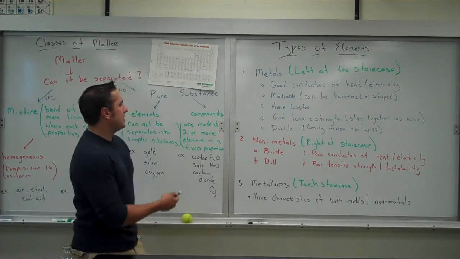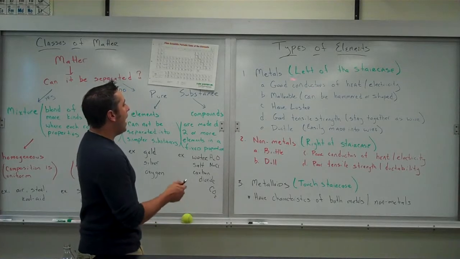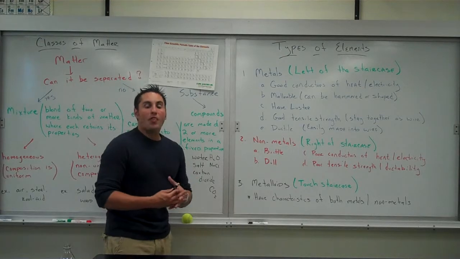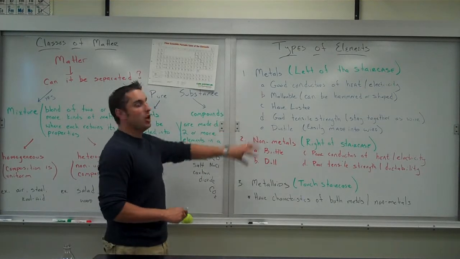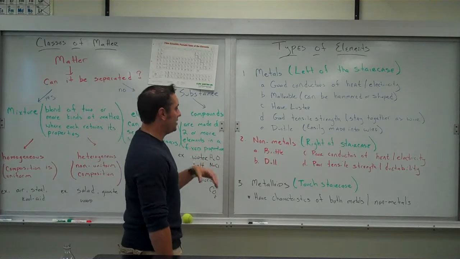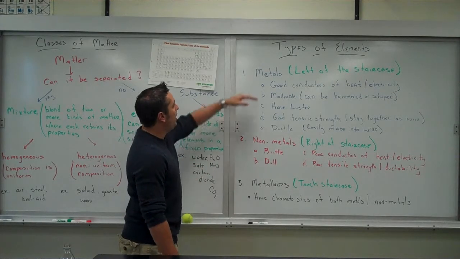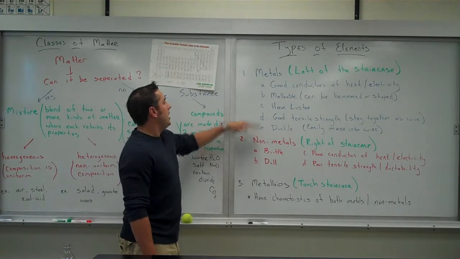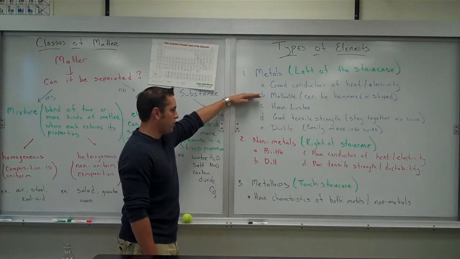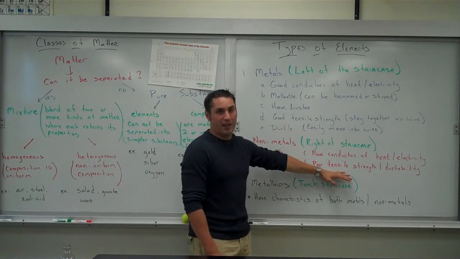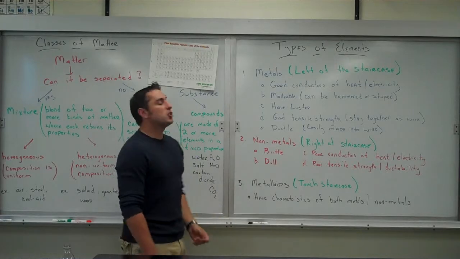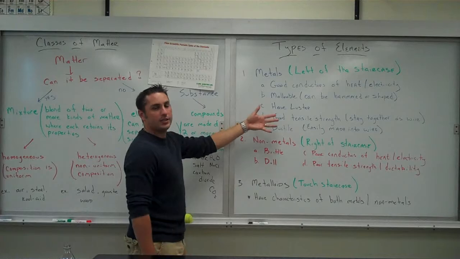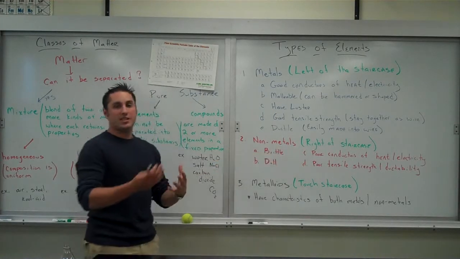People are going to say, well, how can something be both shiny and dull? How can it be a good conductor of heat and a poor conductor of heat? They're not. What they do is they mix and match properties from each of these. For instance, a metalloid could be a good conductor of heat, but be brittle as well. It could be malleable, it could be hammered or shaped, but it has poor tensile strength, where if it was a metal, it would have good tensile strength. So it's not two things opposite at the same time. It's one of these properties with a different one of these properties the other way.